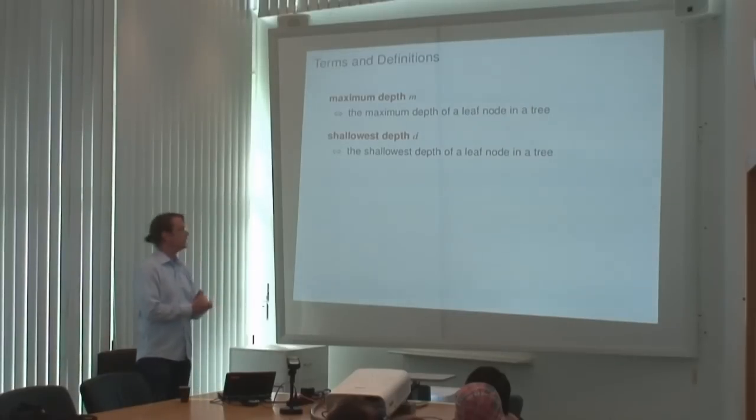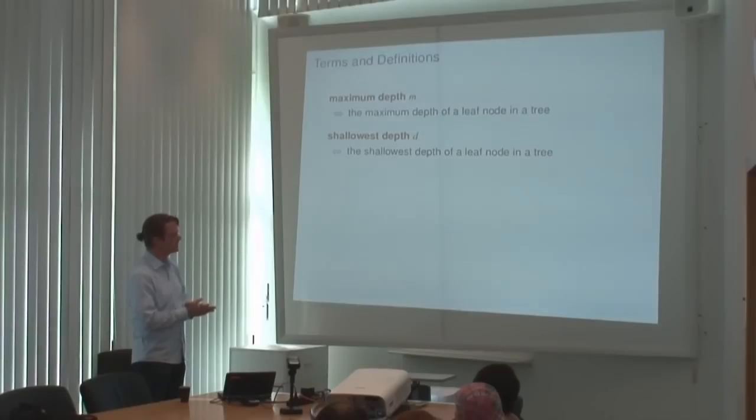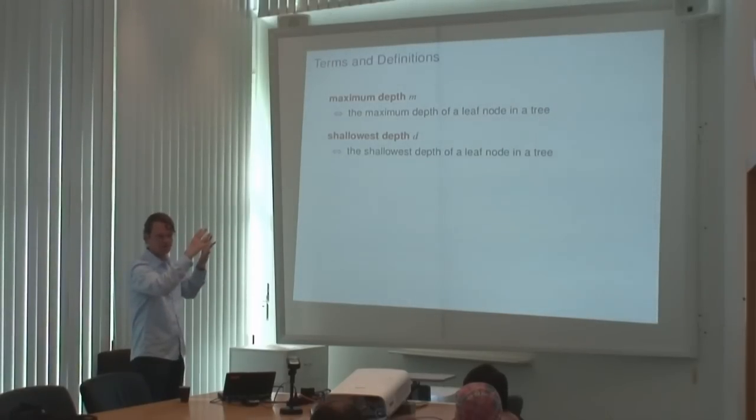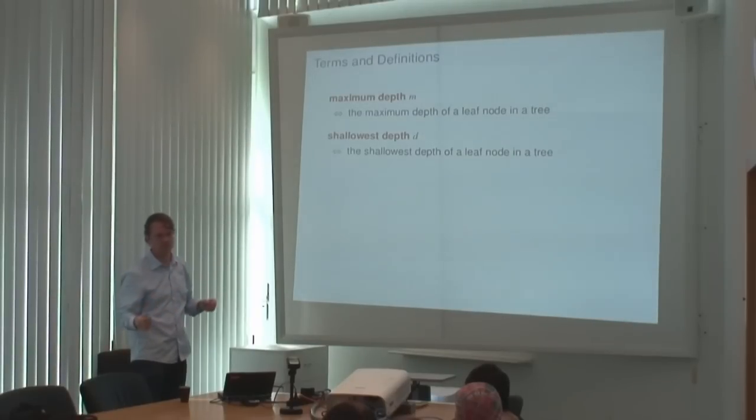The maximum depth, let's call it M, is the depth of the deepest leaf in a tree. Right? We have the root somewhere on top of the tree, and then the next level, next level, next level, next level. There might be terminal game states on higher levels in the tree. Some player might really play stupidly, so the game might terminate early.